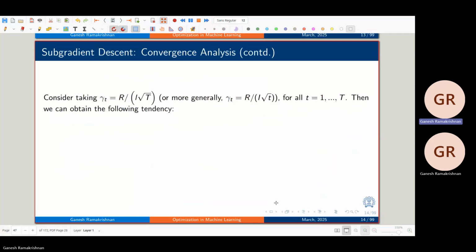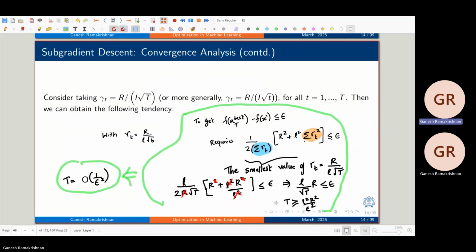So now we show an existential proof. We say, well, if you take gamma t to be r upon 1 upon square root t, right, what happens to the summation of gamma t square? Bounded. The summation of gamma t square is bounded. The summation of gamma t is not bounded.